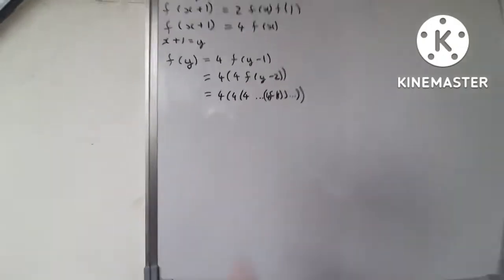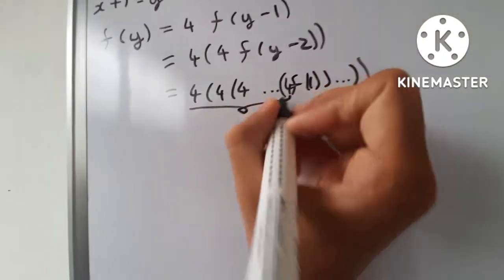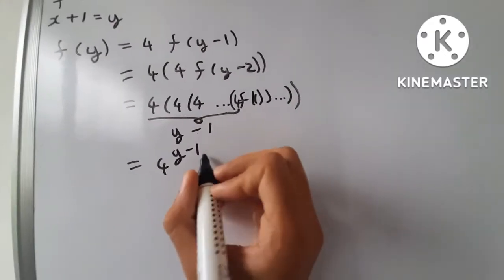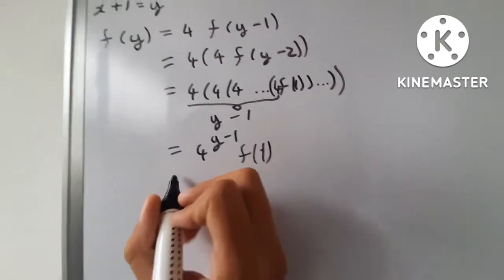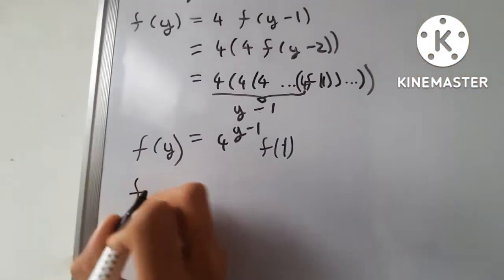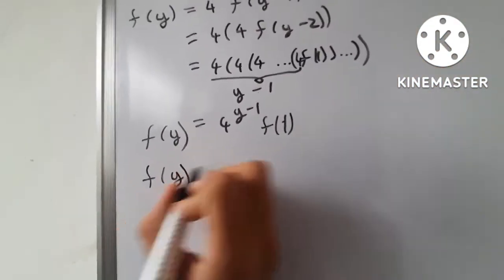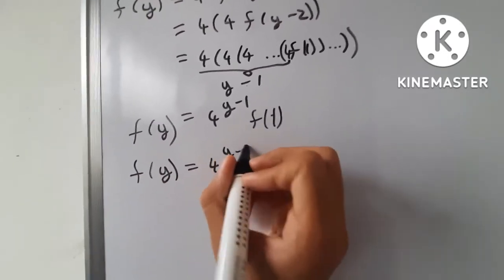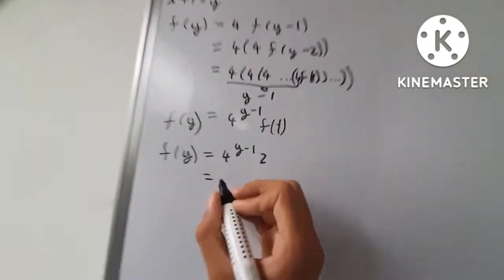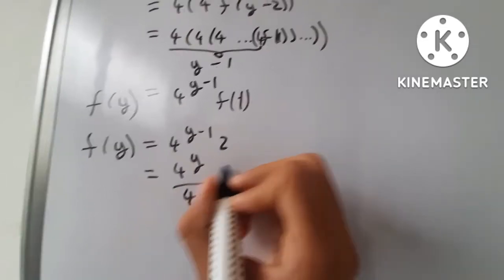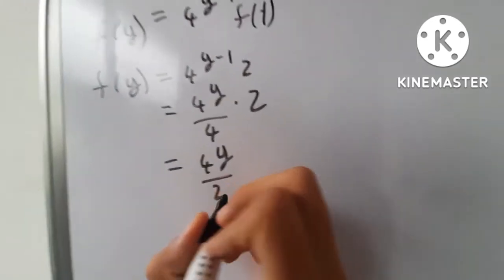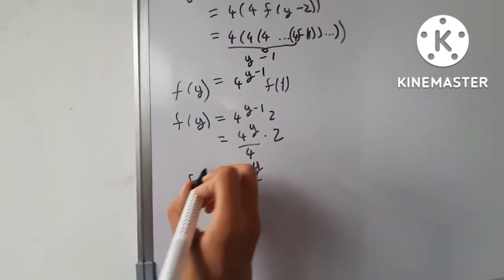What you'll notice is we have this 4 y minus 1 amount of times. So we get 4 to the y minus 1 times f of 1 is equal to f of y. Now we know f of 1 is equal to 2. f of y hence is equal to 4 to the y minus 1 into 2. Now you can simplify it a bit: 4 to the y upon 4 times 2. You can cancel some stuff out, and you get 4 to the y upon 2 is equal to f of y.